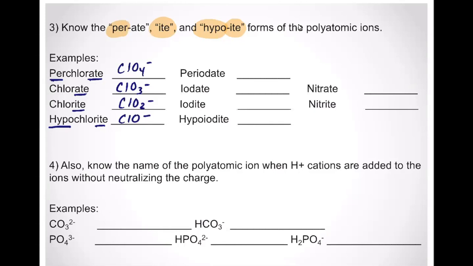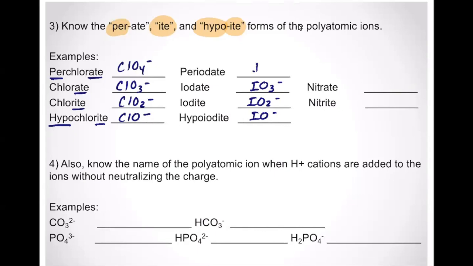Okay. So let's try that again. So if we know iodate, that's on the 7, it has 3 oxygens. Iodite, lose an oxygen. Hypoiodite, you lost 2. Periodate, add an oxygen. Okay, so from the basic form, the ate, you can use per-ate, ite, or hypo-ite, and you can change the formula. Okay. Nitrate, nitrite, lose an oxygen.